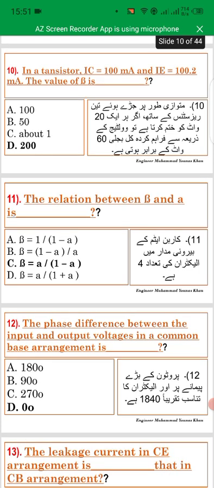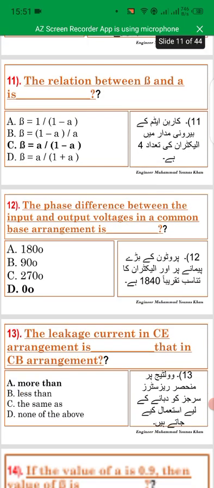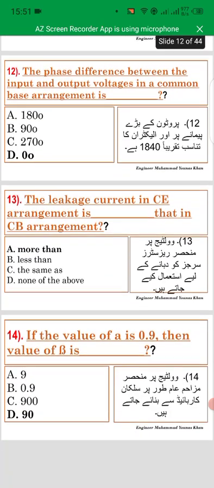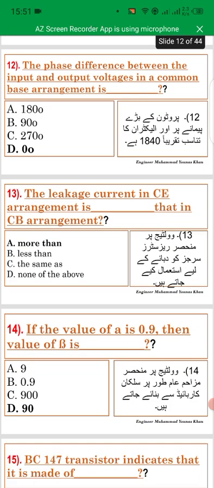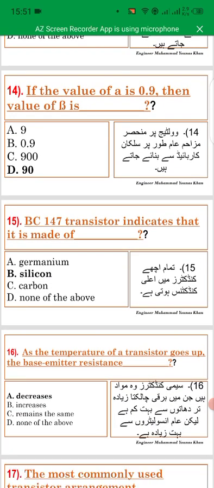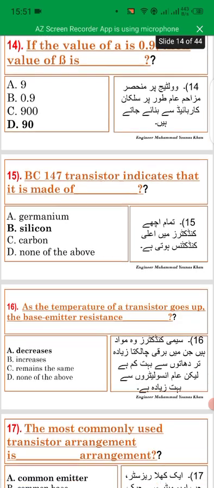In a transistor, IC is equal to 100 milliampere, IE is equal to 100.2 milliampere. The value of beta is 200. The relation between beta and alpha is beta is equal to alpha divided by 1 minus alpha. The phase difference between the input and output voltage in a common base arrangement is 0 degree. The leakage current in CE arrangement is more than that in CB arrangement.